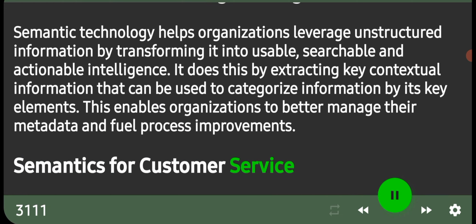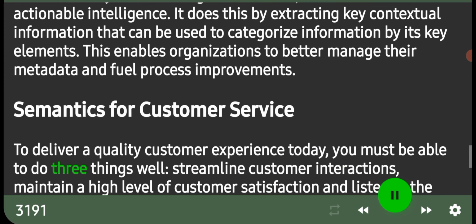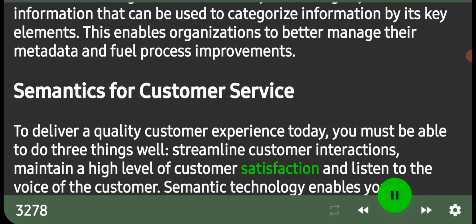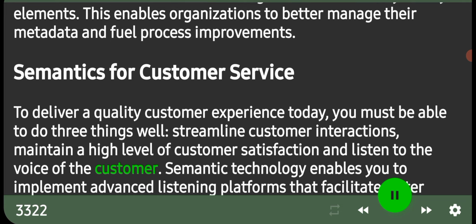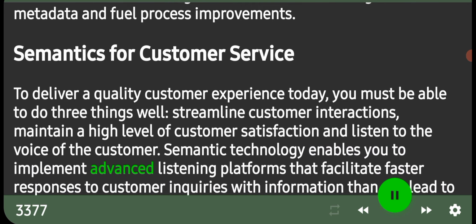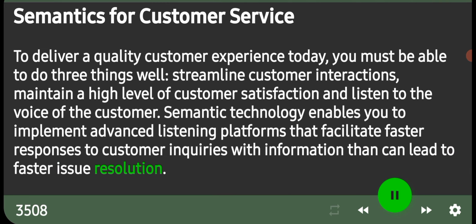Semantics for customer service. To deliver a quality customer experience today, you must be able to do three things well: streamline customer interactions, maintain a high level of customer satisfaction, and listen to the voice of the customer. Semantic technology enables you to implement advanced listening platforms that facilitate faster responses to customer inquiries with information that can lead to faster issue resolution.